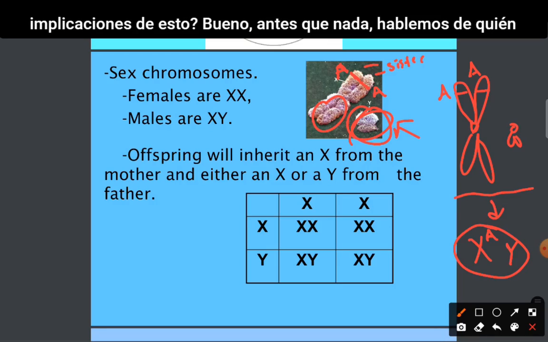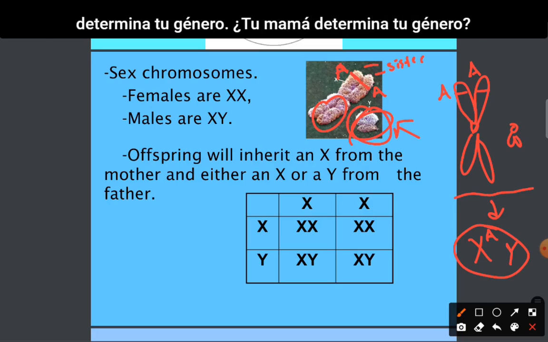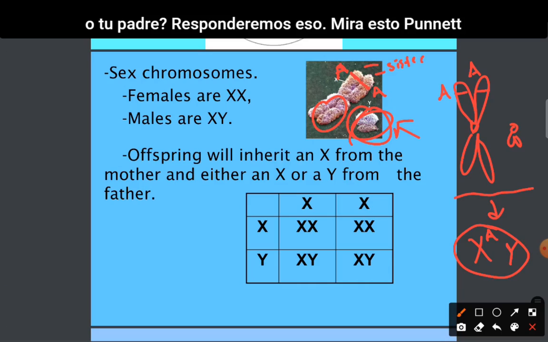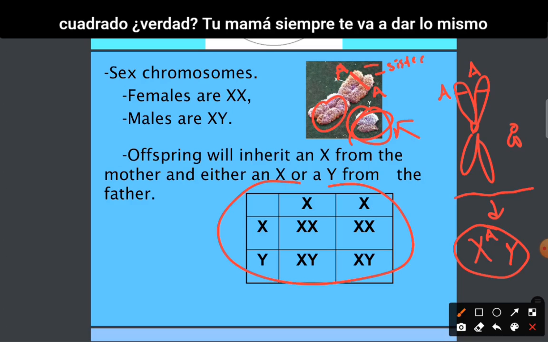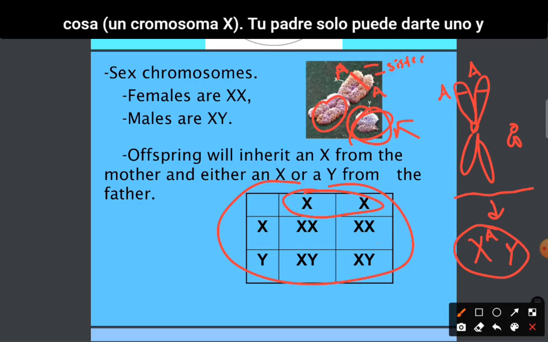All right, so what are the implications of this? Well, first of all, let's talk about who determines your gender. Does your mom determine your gender, or does your father? Well, to answer that, look at this Punnett square, right? Your mom is always going to give you the same thing, an X chromosome. Your father can only give you one.